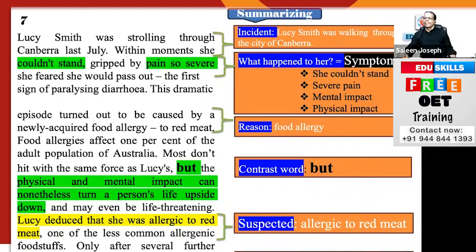Then the reason. What is the reason? Food allergy. You see, the episode turned out to be caused by a newly acquired food allergy to red meat. You can also say food allergy to red meat. Then the contrast word, but. Lucy suspected, deduced, means she suspected that she was allergic to red meat. Then later confirmed by the specialist. Don't worry about any answers. You are just summarizing what you understood from the text. How nice it is. Now let's check.